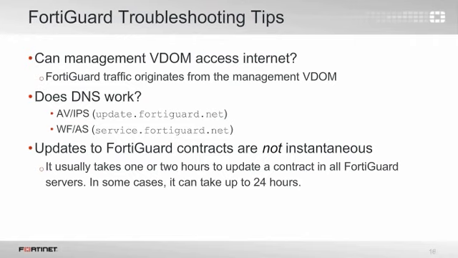Also, keep in mind that updates to FortiGuard contracts are not instantaneous. It usually takes 1 or 2 hours to update a contract in all the servers. However, in some cases, it could take up to 24 hours. So if you've just changed or renewed your FortiGuard contract and you do not see the change in FortiGate, most probably you just need to wait a bit more to give FortiGuard time to synchronize the information in all the servers.